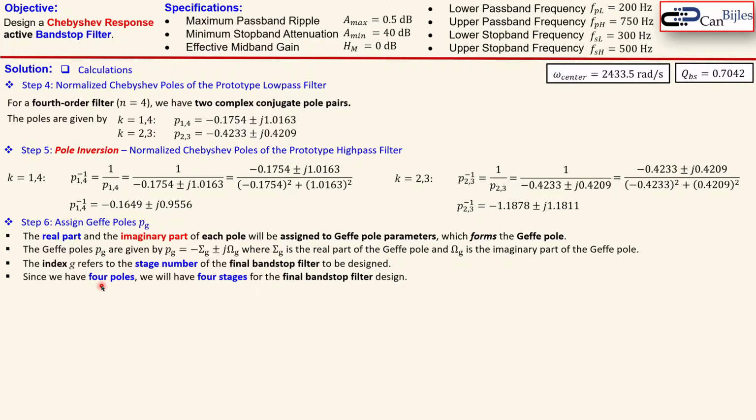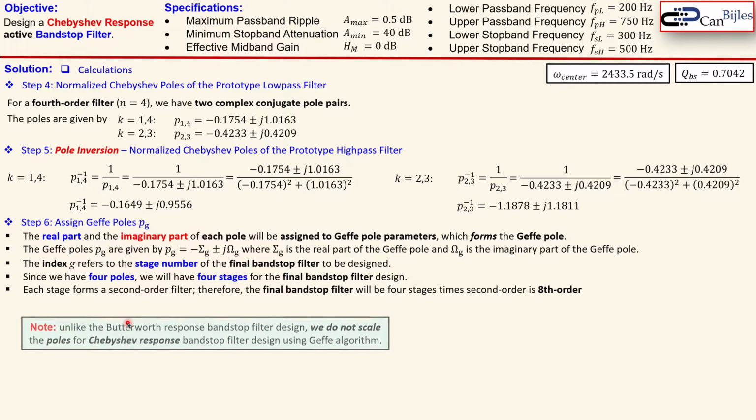Now we have 4 poles. That means we have also 4 stages. So for each pole you make actually a stage. So the final band stop filter will then have 4 stages. Now each stage forms a second order filter. That means we have 4 stages times second order will be an 8th order filter. So n is actually 8 for our actual band stop filter.